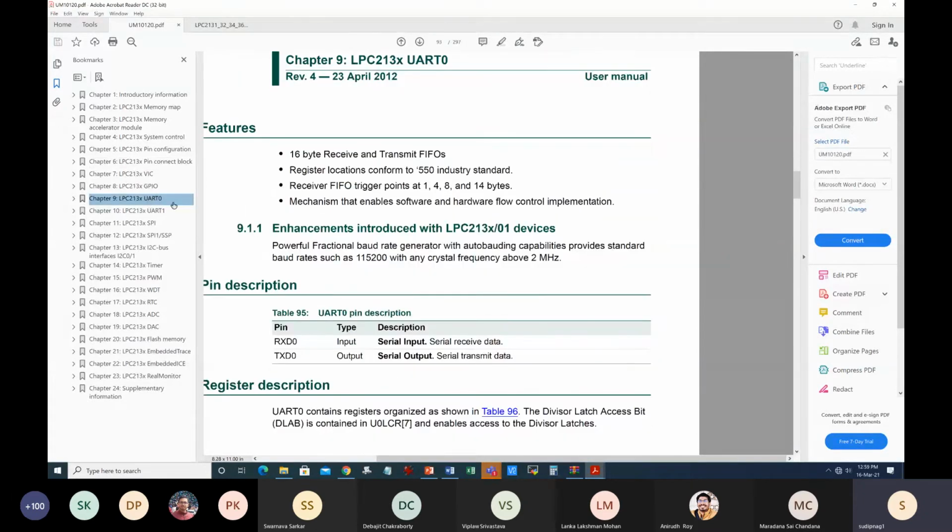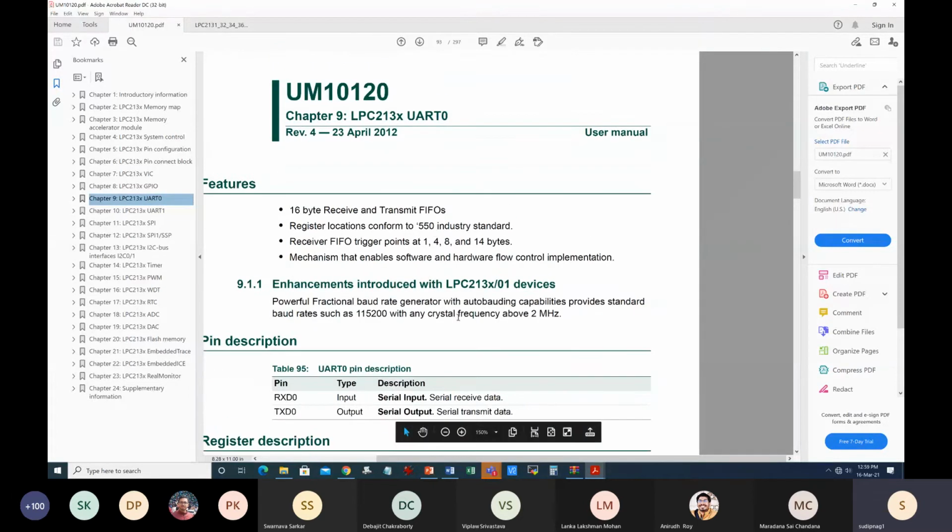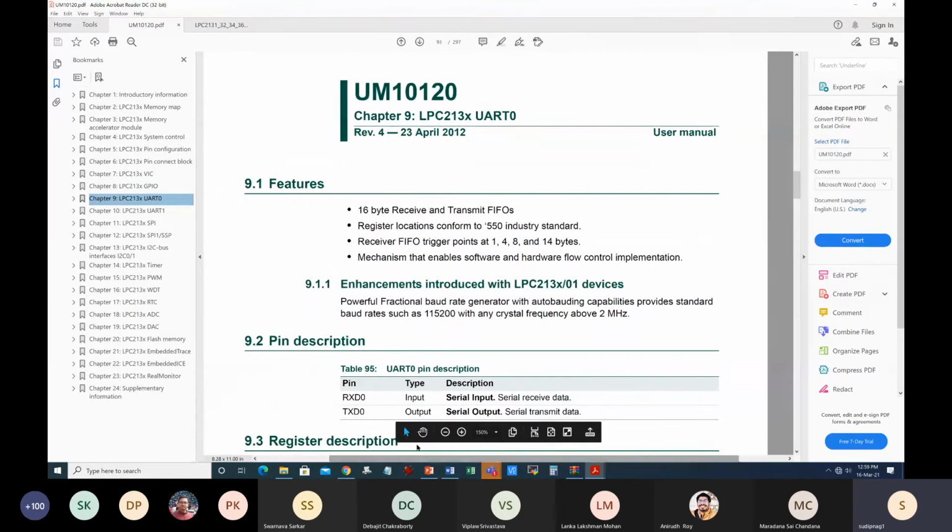And after that, you should go and study the UART. Suppose I want to configure UART. UART is very interesting here because it offers a lot of added features compared to the 8051 microcontroller. First, the TXD and RXD lines will always be there. But in addition, there are some FIFO buffers. FIFO means first in, first out. What is the need for this FIFO buffer? That is very important. You need to understand.